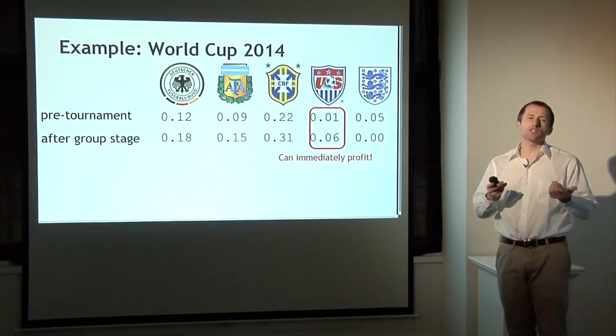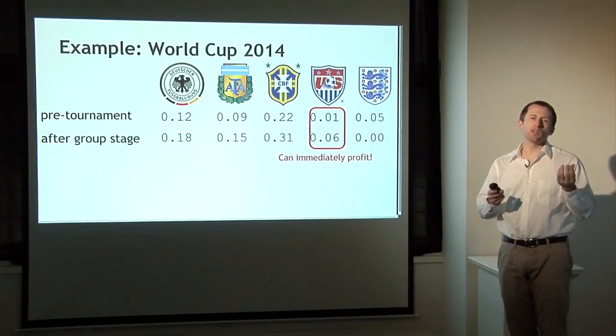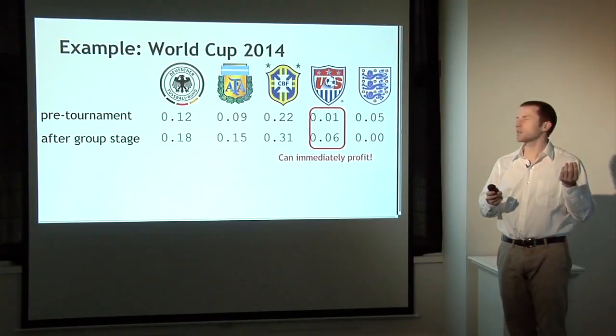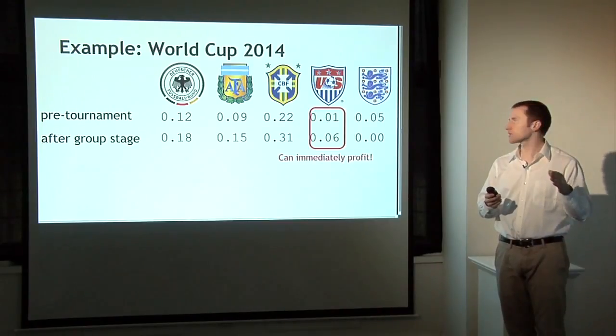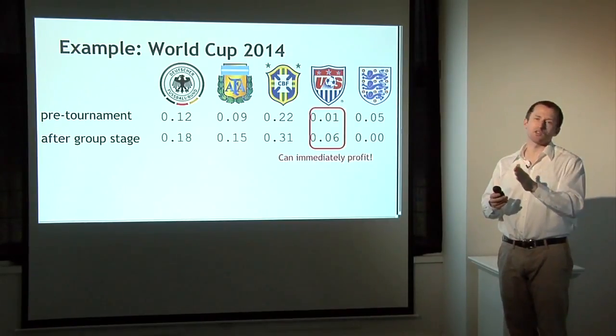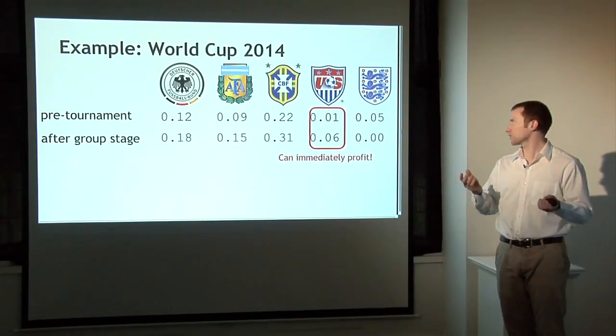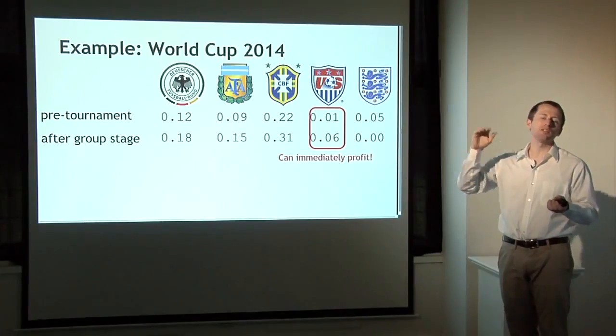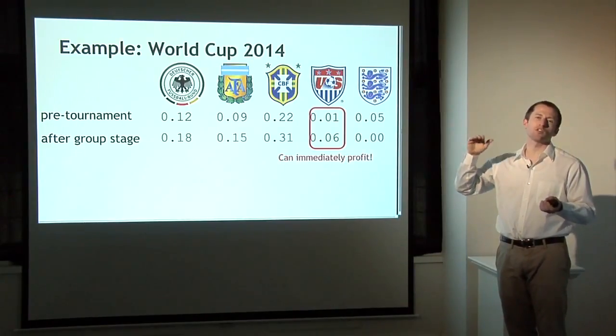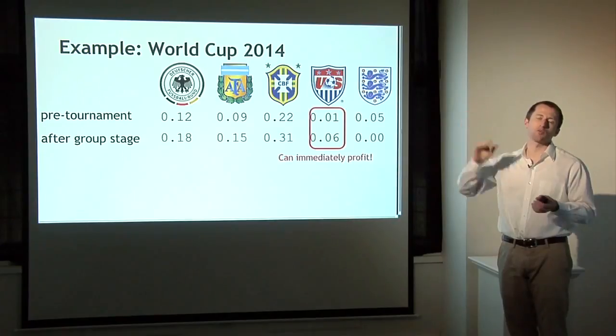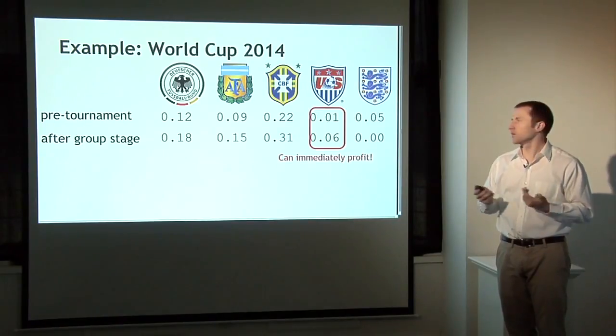If you had thought to buy US shares in the beginning when they were very cheap, when they were selling for 1 cent, you could sell them immediately after the group stage for 6 cents. You wouldn't have to wait till the end of the tournament. You could immediately profit, not from the fact that the US team won the whole tournament, because they didn't in the end, just from the fact that people's belief that they had a chance to win the tournament went up after their strong performance in the group stage.